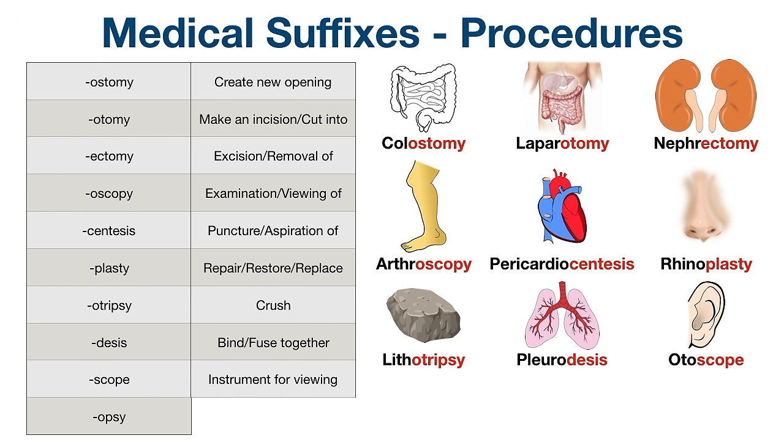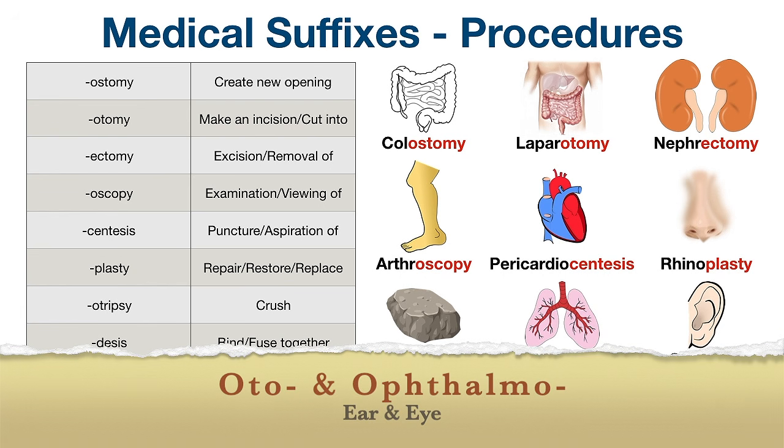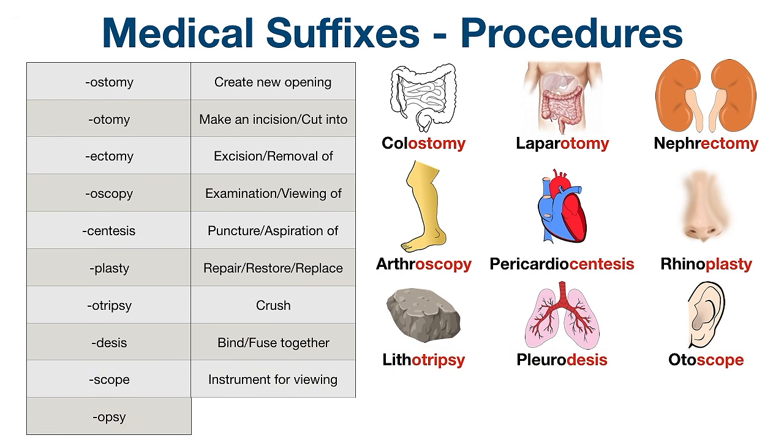Next is scope, which refers to the instrument used to view or observe a body part. We alluded to this earlier when talking about the suffix oscopy, which was the procedure of using a scope to view or examine. Again, the root word will describe the subject of the term and what is being viewed. For example, an otoscope is the instrument used to examine the ear, or an ophthalmoscope is the instrument used to view and examine the eye. And this makes sense because we learned in the root video that oto means ear and ophthalmo means eye.